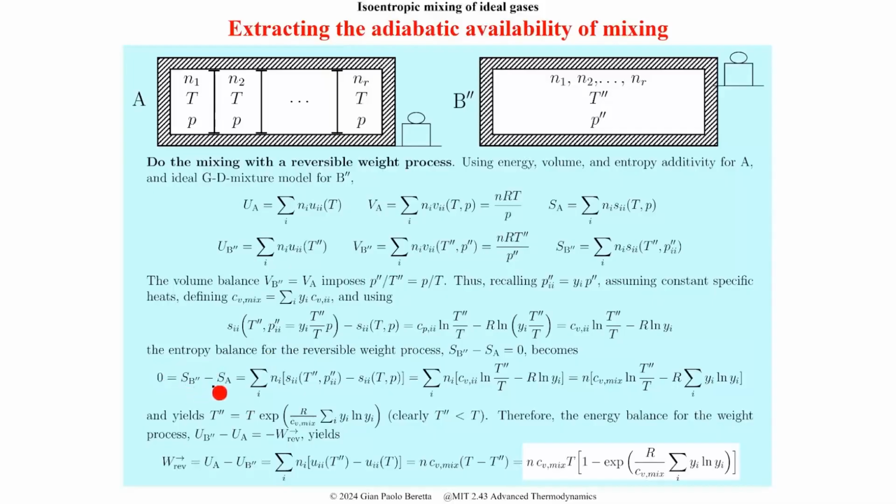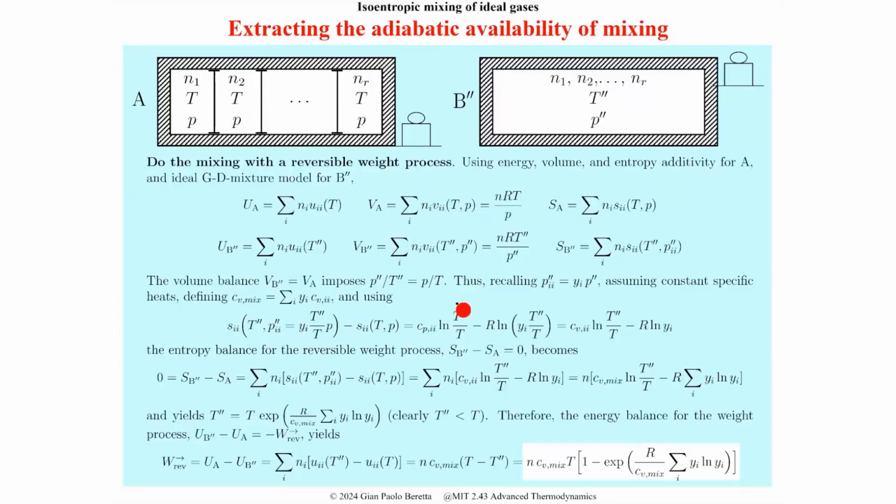Yeah, here is the entropy balance. S final minus S initial equals 0. So we write it this way with the double primes. And then this difference here, we can, yeah, it's evaluated in this line.